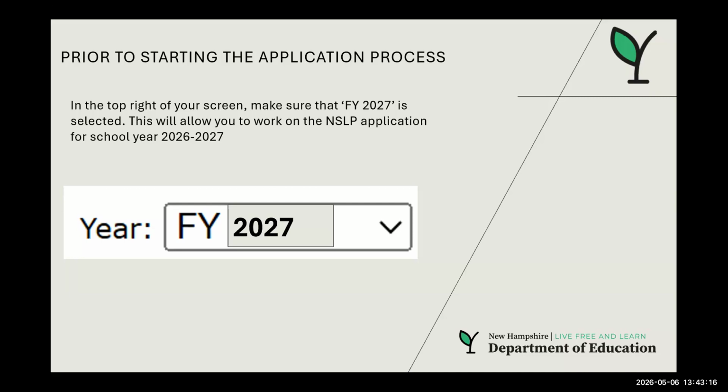If you don't have the correct fiscal year selected, you will be working on a previous application. Just so everybody is aware, fiscal year 2026 will still automatically populate for the time being. So each time you log in, you will need to make sure that you're switching to fiscal year 2027.